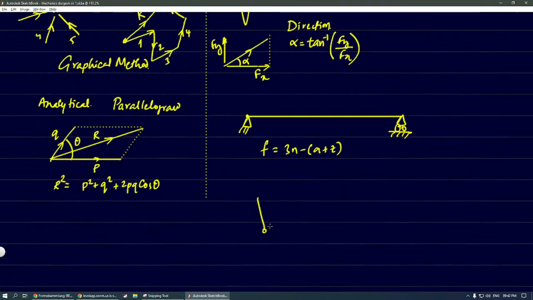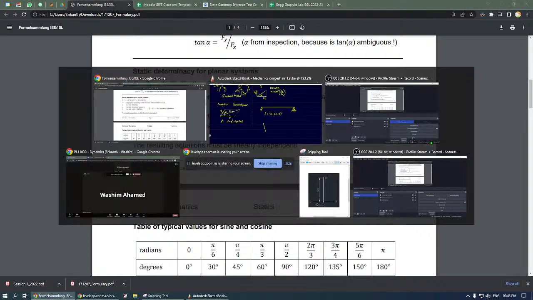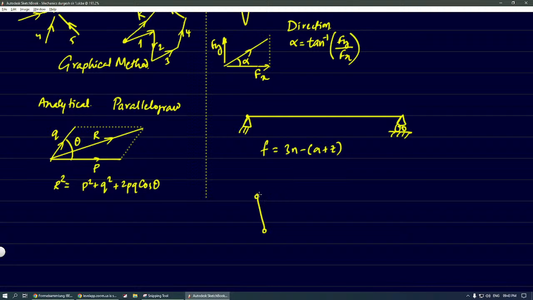Mechanisms, truss. Yeah, this is a truss, a mechanism. But for this, the equation we take is slightly different. Suppose you have an interconnected system of bodies. Then we find the degrees of freedom, or we call it mobility here. So we take it as 3 times (L minus 1) minus 2J. This is the equation we use here.